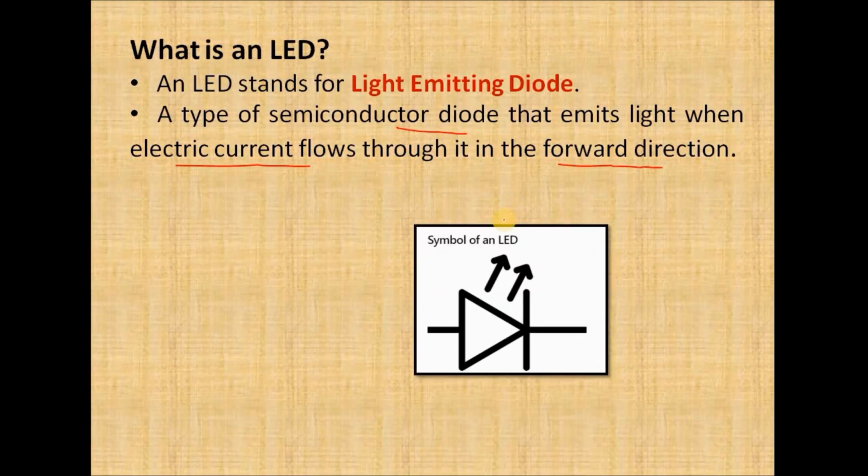The symbol of an LED looks something like this, wherein it actually resembles that of a normal diode. However, these two outward pointing arrow marks suggest that the light is being emitted.